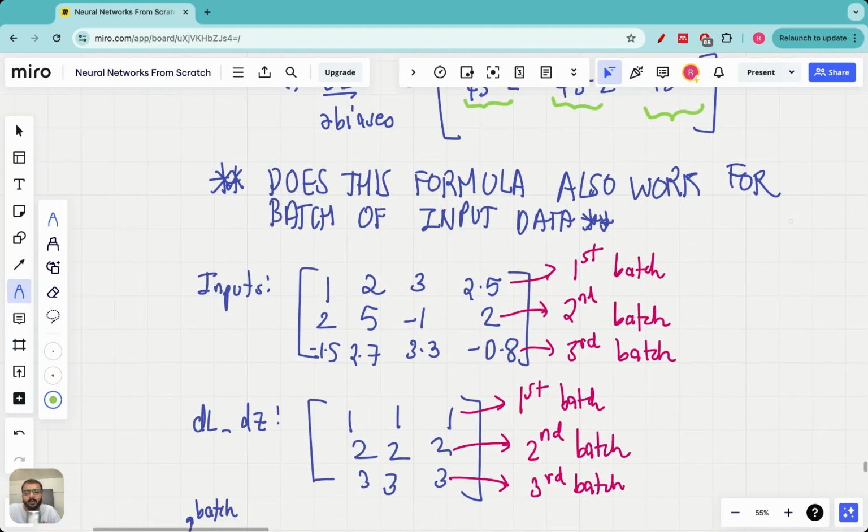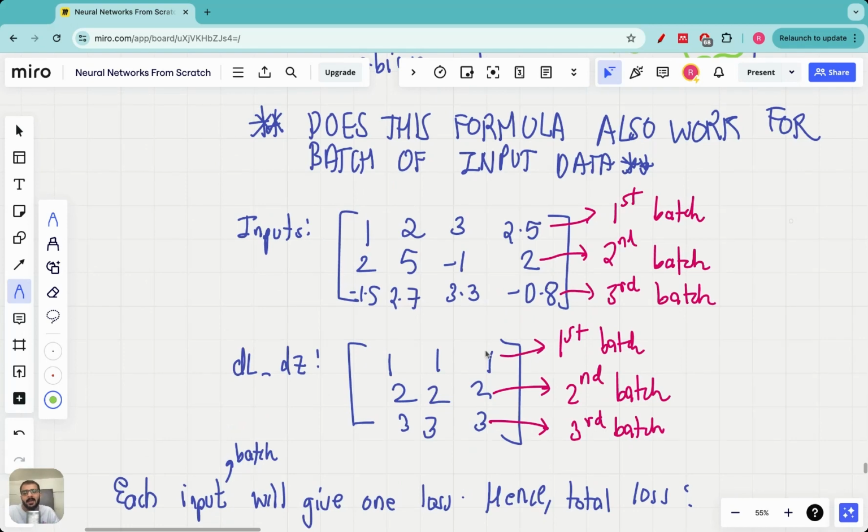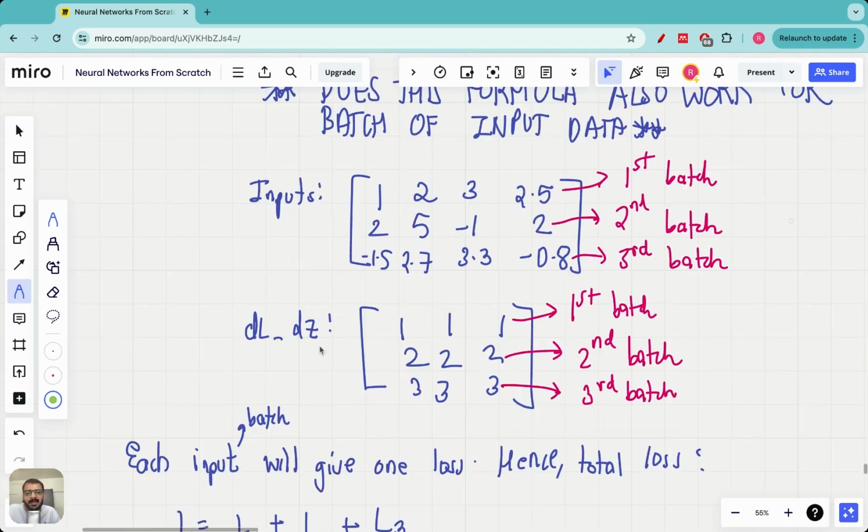Okay. So I'm going to look at this input right now, which consists of three batches of data. The first batch is the first row, which is 1, 2, 3, and 2.5. The second batch is the second row, which is 2, 5, -1, and 2. The third batch is the third row, which is -1.5, 2.7, 3.3, and -0.8. Okay, and now let's look at the DLDZ values.